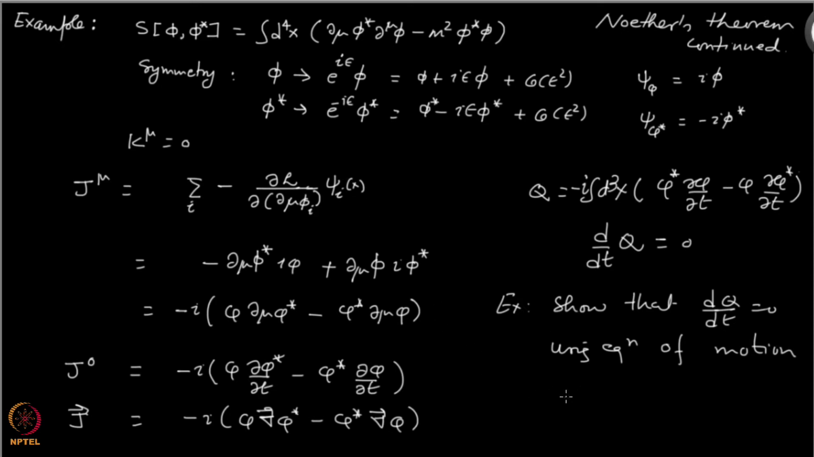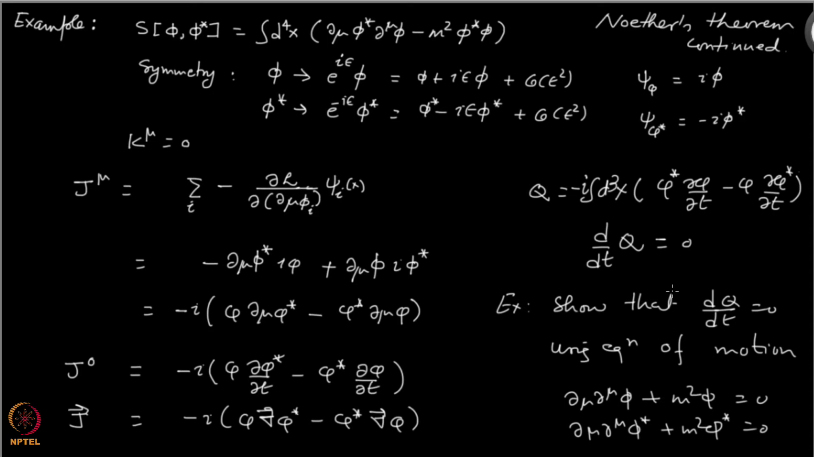They are just del mu del mu phi plus m square phi equal to 0, and del mu del mu phi star plus m square phi star is equal to 0. Okay, so use these equations, put in the definition of Q, and show that the total time derivative comes out to be 0. Okay, and that would provide you an exercise on understanding how and what Q is. Okay, so that will not be difficult actually to show that.